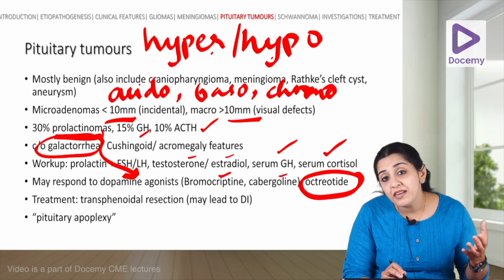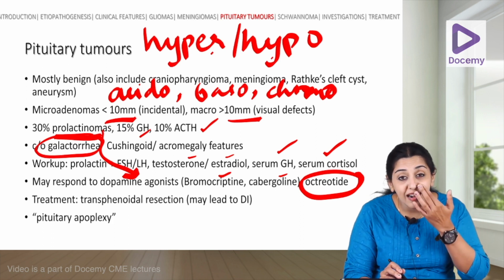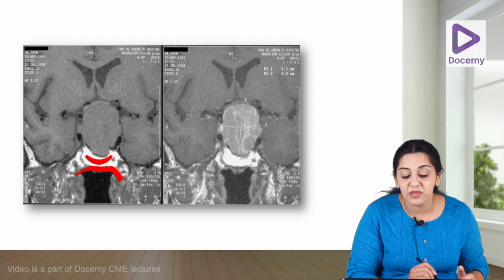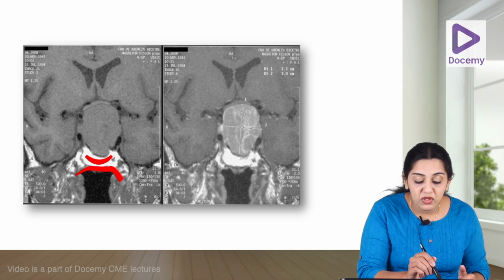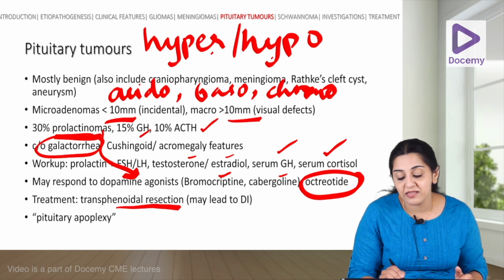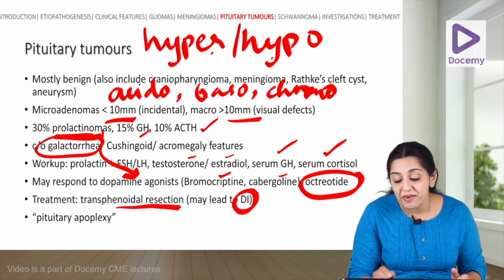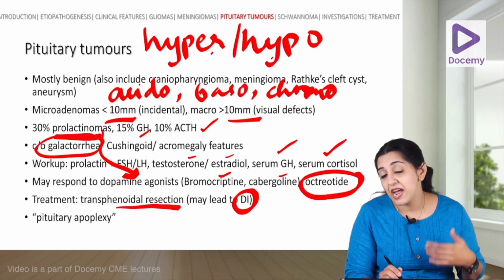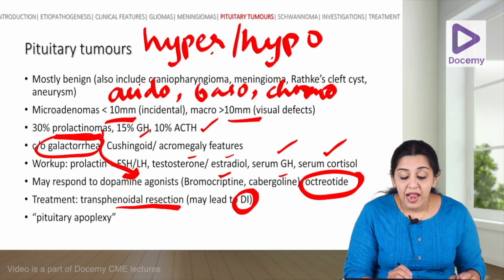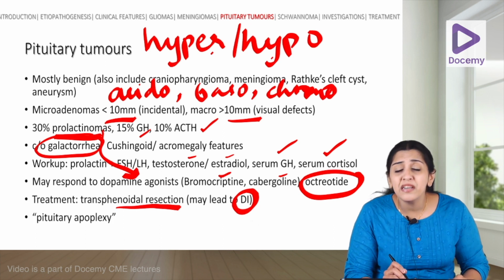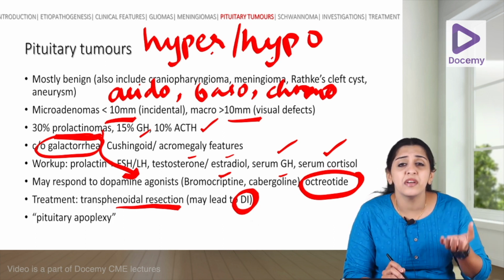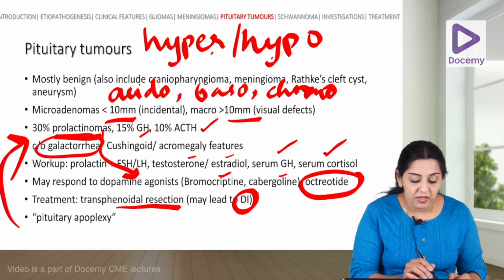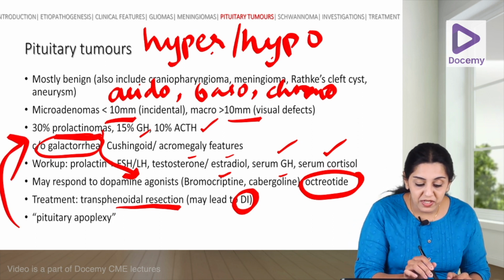Surgical treatment: how do you treat pituitary tumors? You have to go transsphenoidal, because this area is in close contact with the sphenoid bone. The approach is transsphenoidal resection, and this may lead to diabetes insipidus, that is, removal of the pituitary gland can lead to diabetes insipidus. Anyway, what is pituitary apoplexy? Pituitary apoplexy means a sudden bleed into the pituitary tumor, which will aggravate all these features. So that was about pituitary tumor.